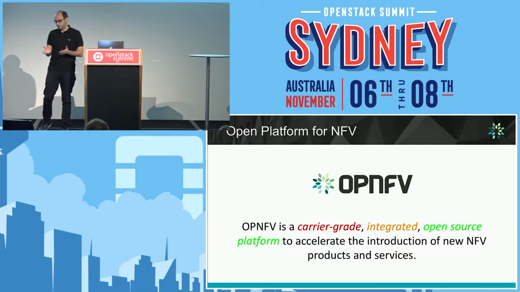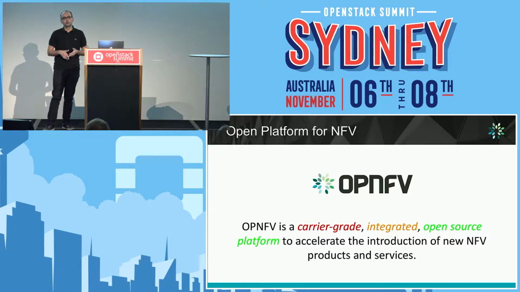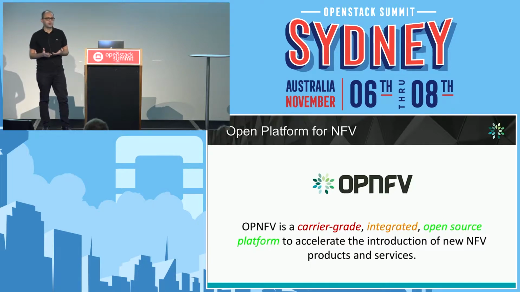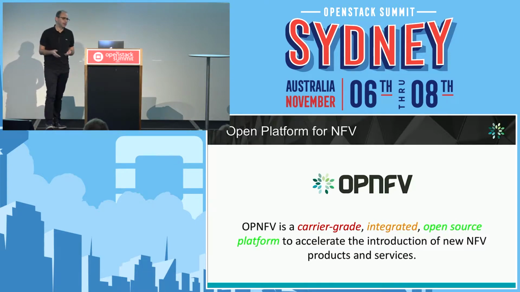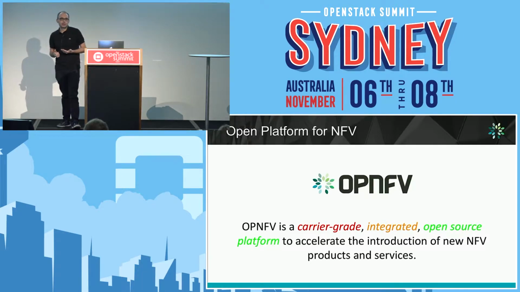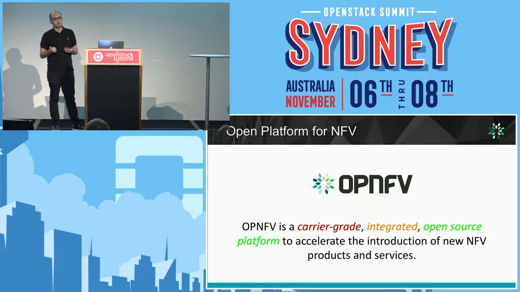There are three keywords there, starting with carrier-grade. OPNFV aims to solve telecom issues mainly, so it needs to provide what telcos require. Probably you have heard this many times: five nines, meaning about 5 minutes of downtime a year. That is one of the things OPNFV is pursuing, to see if these open source components fulfill those requirements.